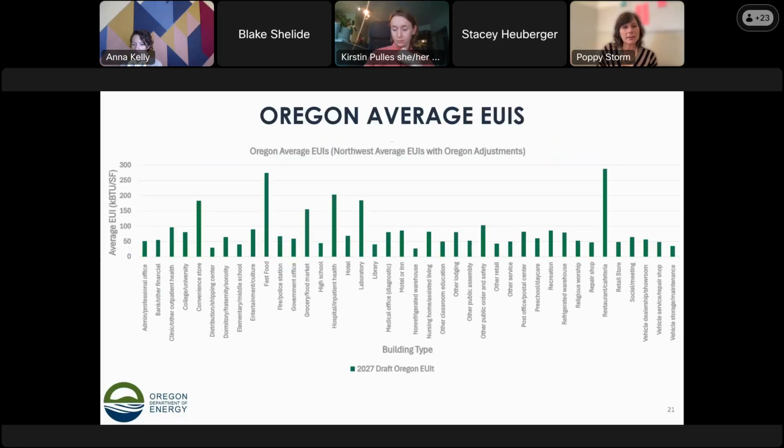So that ultimately delivered the Oregon average EUIs. And there isn't really a lot to see here, except that we have all of our approximately 40 building types represented here. And this is the starting point Oregon average EUI upon which the targets can be based. And so, as Anna mentioned, that is an important part of this whole process. So a lot of our methodology was focused on really getting these Oregon average EUIs right to the best of our ability with all of the available data and the most recent available data.